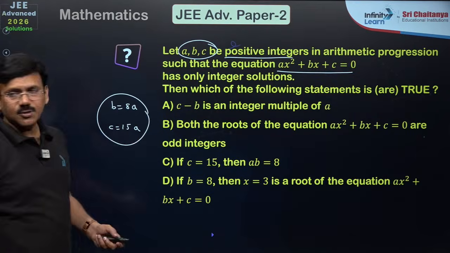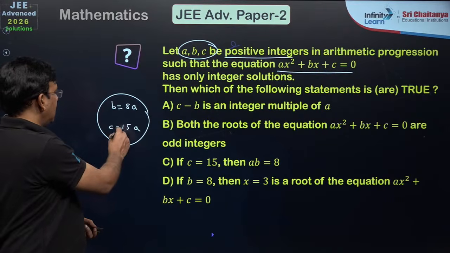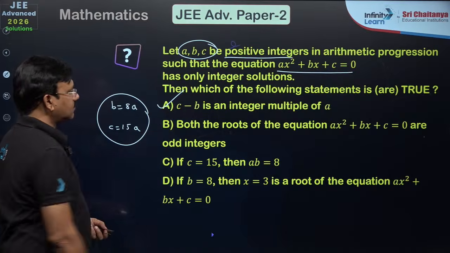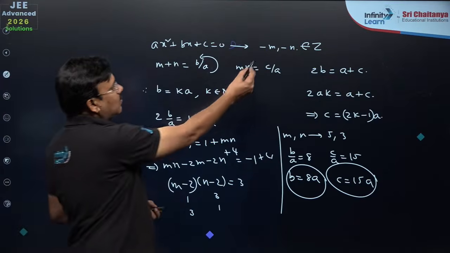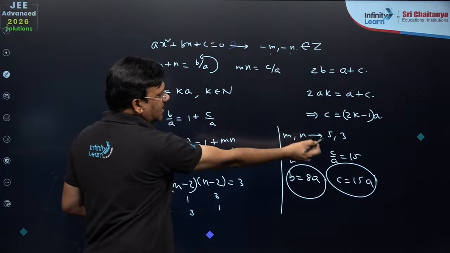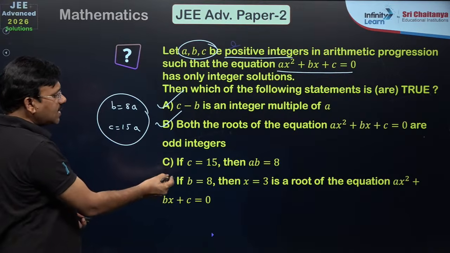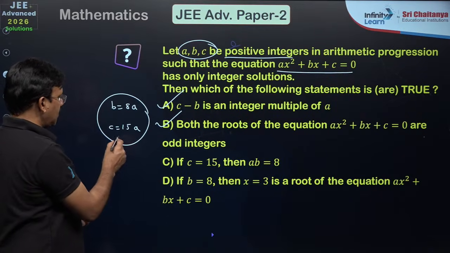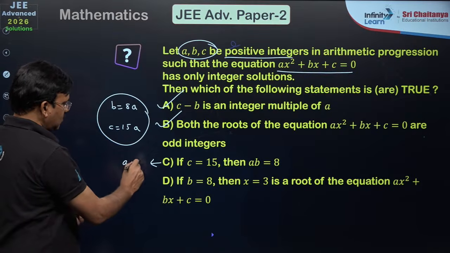Now, you verify the options. c minus b is an integral multiple of a. c minus b, correct. Both the roots of this are odd integers. You see, the roots are minus m, minus n, minus 5, minus 3, correct. This is also correct. If c is 15, and b is 8, you see, if c is 15, in this case, a is equal to 1.